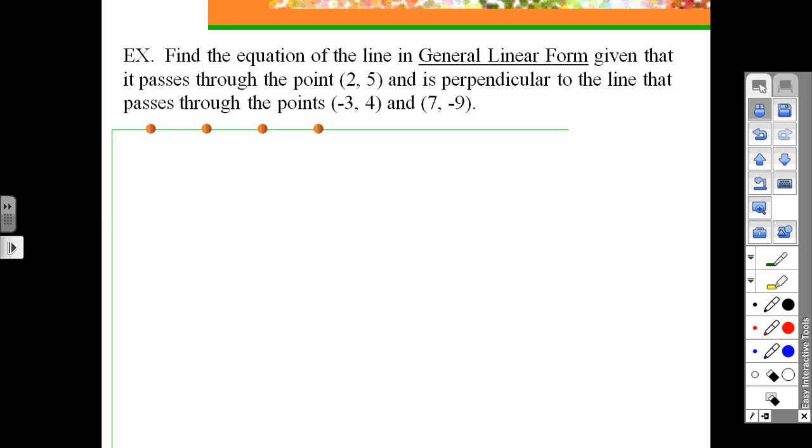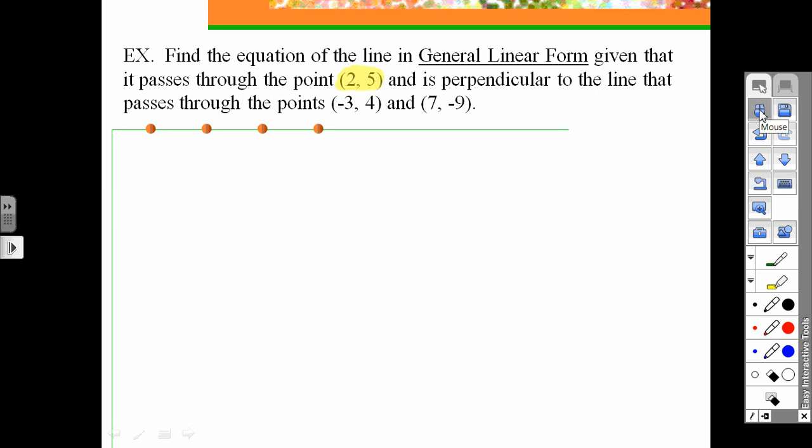Okay, so final example. Find the equation of the line in general linear form, given that it passes through this point, 2, 5, and it's perpendicular to the line that passes through these 2 points. Okay, so we kind of have to think about how you're going to solve this. What's the information that we need? In order to come up with the equation of a line, we need a point and we need a slope. Well, the point we've got. Here's the point, right? This is the point.